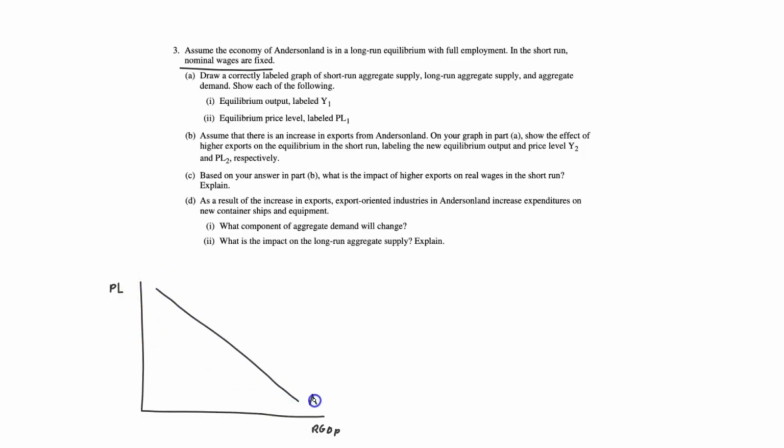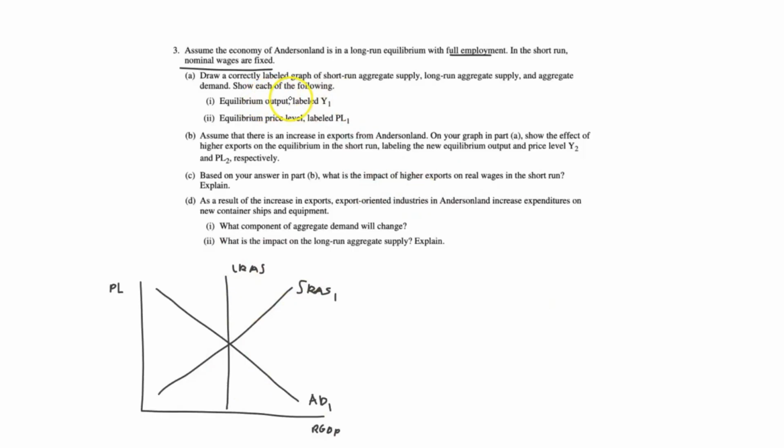So we're going to call that aggregate demand 1. And then we're going to have our upward sloping short run aggregate supply. So short run aggregate supply 1. And since it says we're at full employment, that means our long run aggregate supply curve is going to run straight through the middle there. And is also vertical. So long run aggregate supply. And the reason it's vertical is because it is independent of the price level. Okay. So long run aggregate supply, cool.